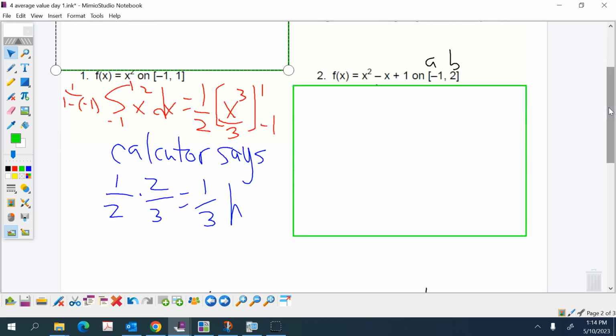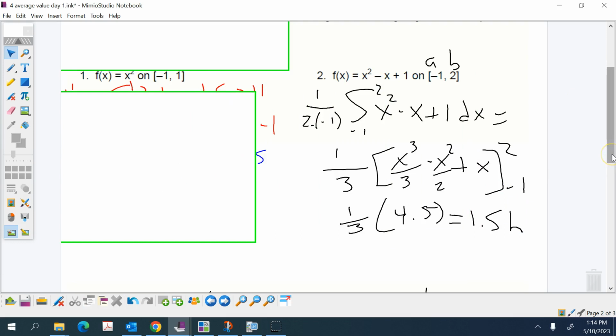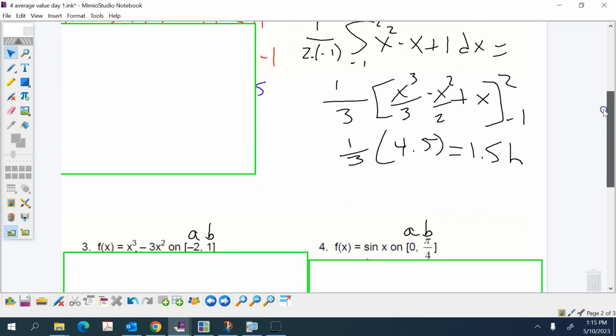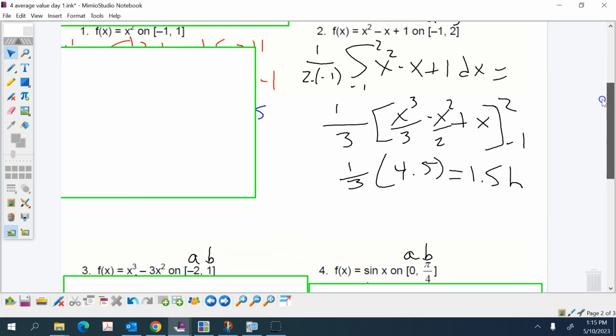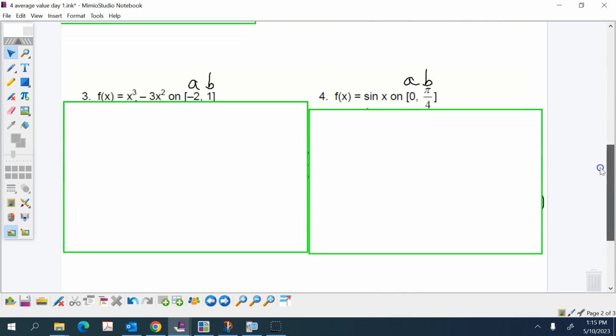Number 2, another parabola from -1 to 2. Set up my problem. 1 over 2 minus -1 is 1/3. The integral goes from -1 to 2 of the parabola x squared minus x plus 1. Put that all in your calculator exactly the way you see it. The calculator will tell you if I divide 4.5, which is the area, by 3, the height of the rectangle with the same area is 1.5.